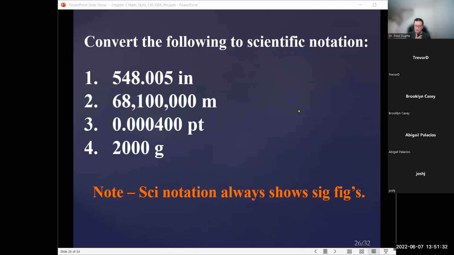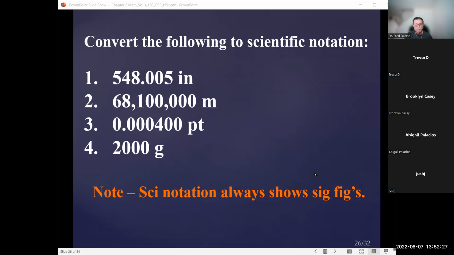Okay. Step number one, determine how many sig figs your number has. You got to maintain those sig figs. Number one, can anybody tell me 548.005? How many sig figs do we have there? And we got six. That is correct. How about the next number, number two? We got three. That is correct. 68,100,000. That is three. Number three has three sig figs. That's correct. The four zeros in the beginning are leading zeros. And then the last one, one sig fig. So that means that we're going to keep track of that so that our answer has the correct number of sig figs at the end.